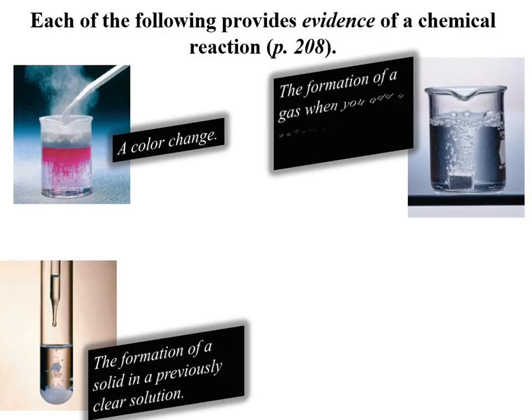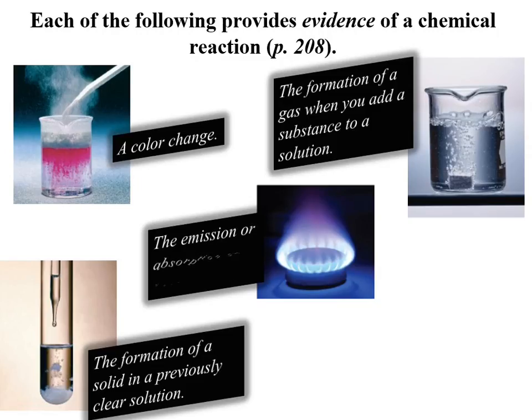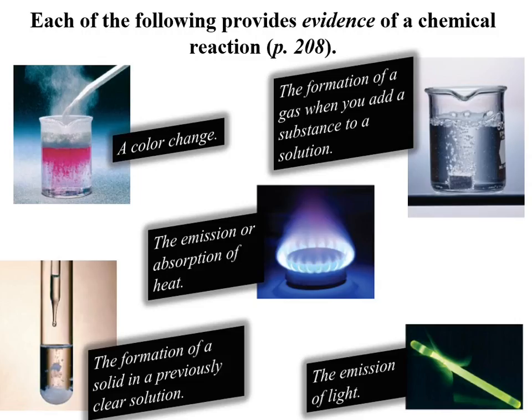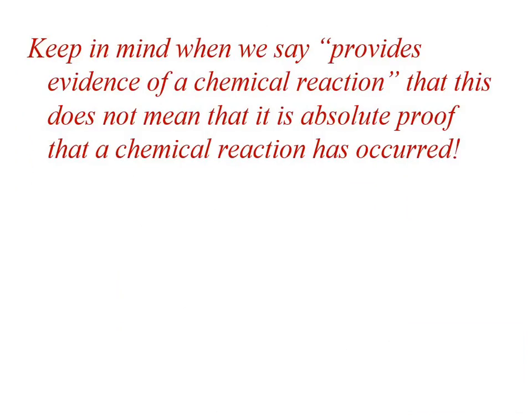You could have a gas given off. We saw some of that in the lab. In this case, we have two gases given off. New substances are formed. Sometimes chemical reactions will generate heat, and sometimes they'll actually require heat. Sometimes a chemical reaction will generate light. So keep in mind that when we say provides evidence of chemical reaction, that does not mean that it is absolute proof that a chemical reaction has occurred.